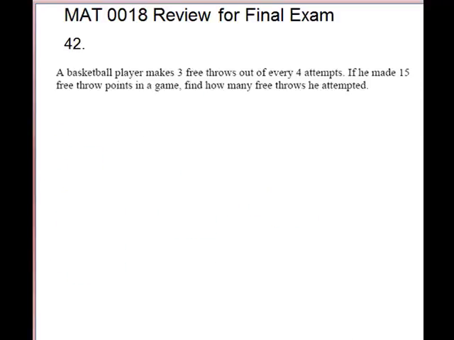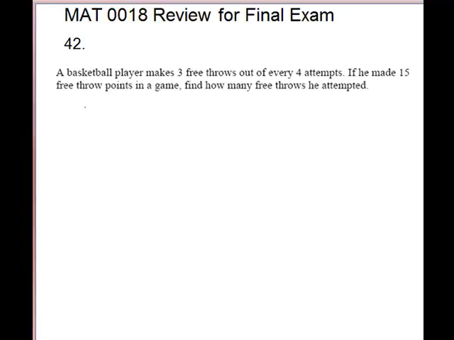Next we have a proportion that we're going to pick out of a word problem. And it says a basketball player makes 3 free throws out of every 4 attempts. If he made 15 free throws in a game, find how many free throws he attempted. So it's implying that the second one is at the same rate as the first one. That's why it's a proportion. So we'll make a ratio out of the first one.